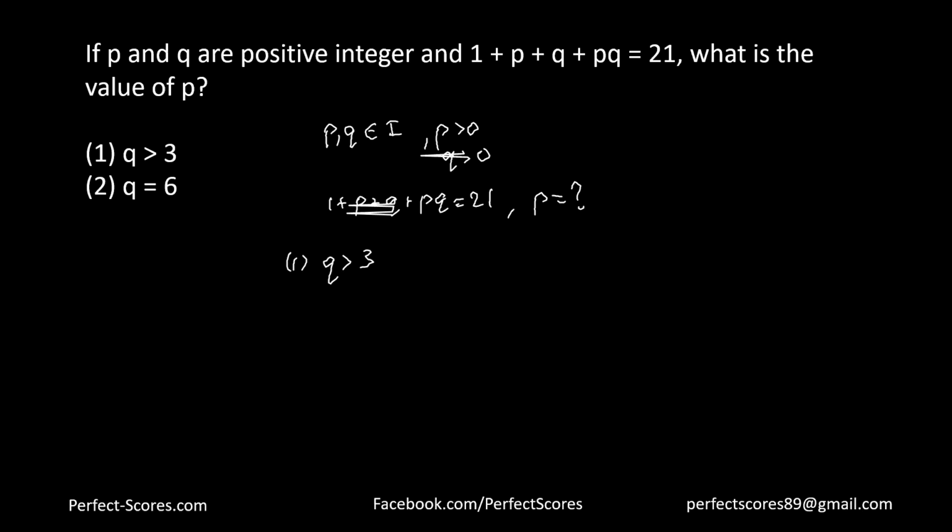So this question says, again, Q is greater than 3, and you have 1 plus P plus Q plus PQ is equal to 21. Now, what is the first number that you should try? Give me your answer to this. What is the first number that I should try? 4. Maybe a 0. You can't. So, okay. I'm going to start with numbers for Q.